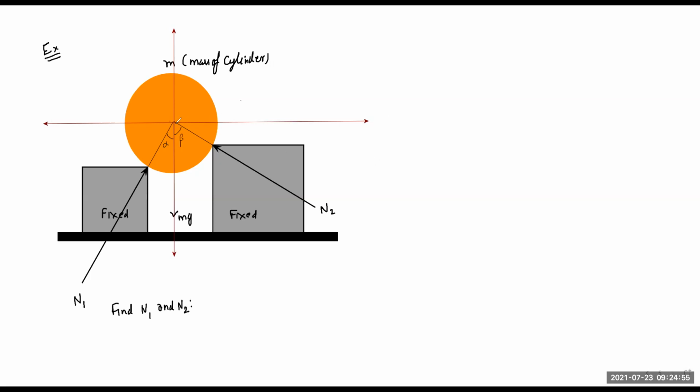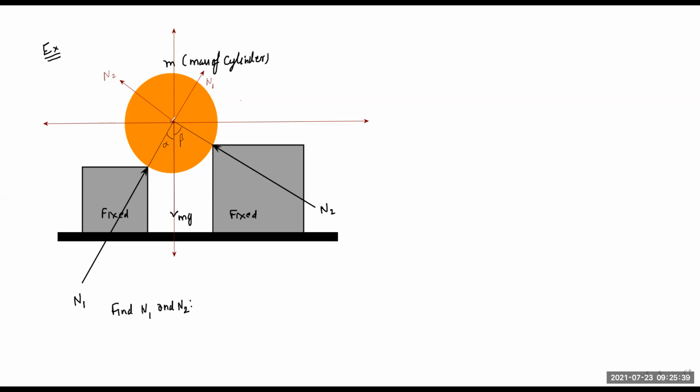So for N1, you can extend this line further here if you want to make it co-initial, and so you can make N2 like this. And mg is anyway downward, so that's okay. Sir, I got the answer for N1. Sir, N1 is minus mg sin beta upon sin alpha plus beta. But why minus? You're writing the value. If you solve, it should be positive.